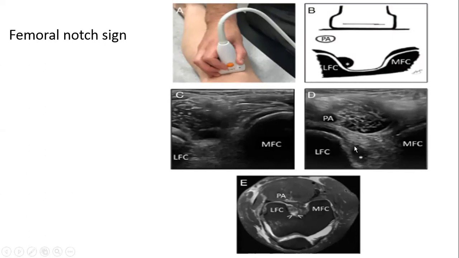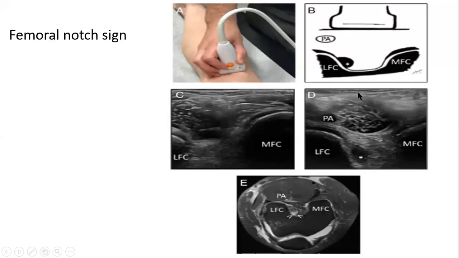So look for this pouch or a notch sign on the lateral condyle. This is the MRI image, and you can see the notch sign here too. We can see the same thing on the ultrasound. So that's number one, femoral notch sign.